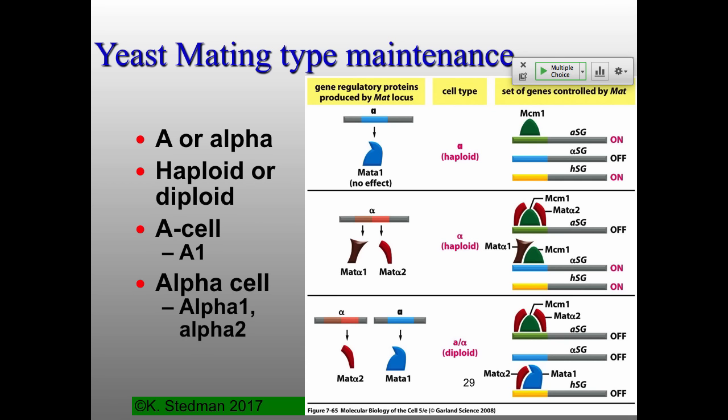And you have the fusion, the diploid, which takes place. This is a way that you can tell if you've got an A or an alpha. Otherwise, it's really hard to tell if you've got an A or an alpha. Are they forming shmoos or not? So what happens in this case?